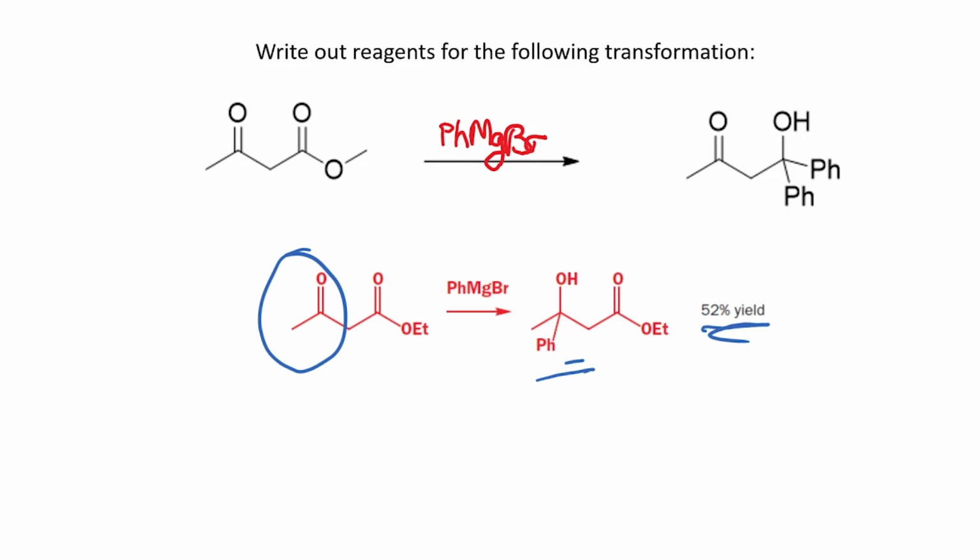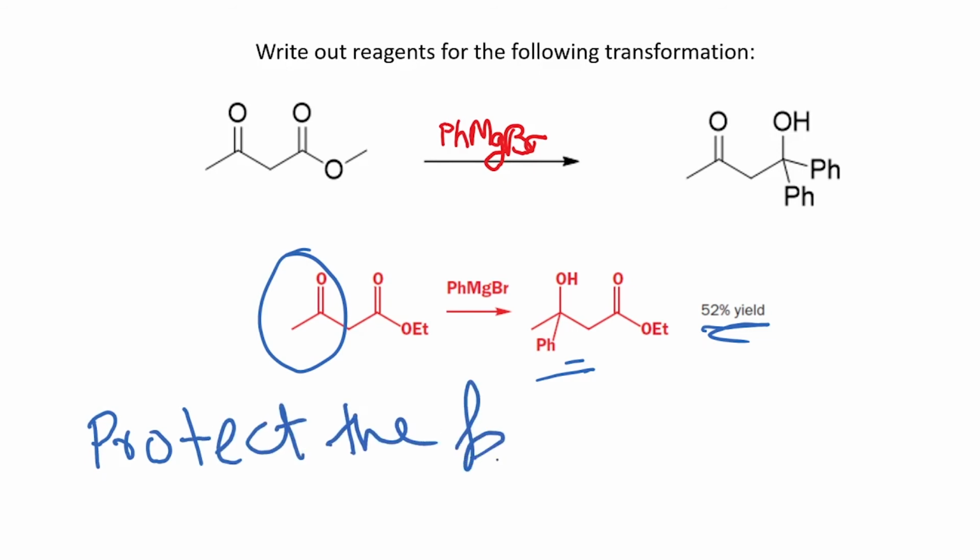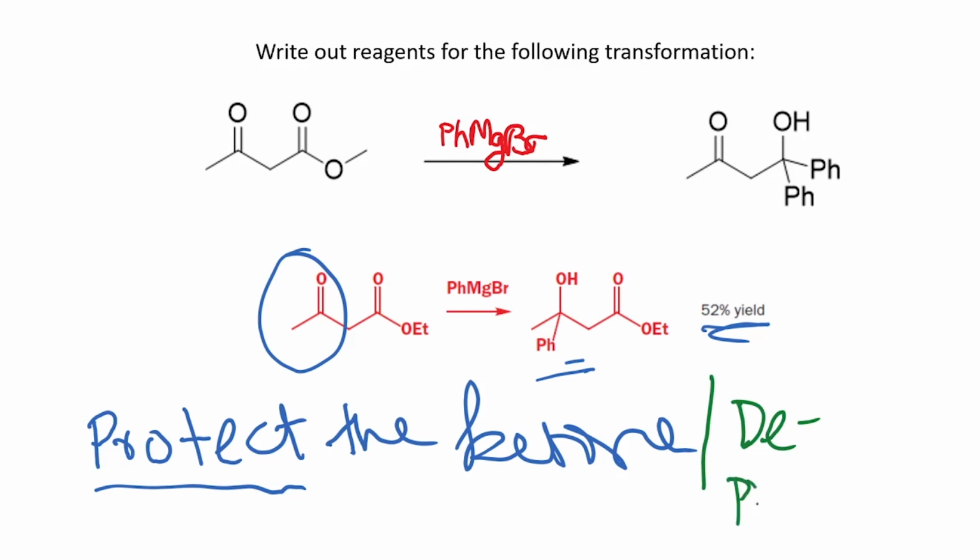So what we need to do is figure out a method by which we protect the ketone. This word means literally to add in a functional group or to make a modification so that you can protect it from the reagent that is being used in the step that you would like it to be used. And so you need to protect the carbonyl group from the phenyl magnesium bromide. Then after the reaction is done, you need to do a process called deprotection. This is something that is very commonly used in organic synthesis.